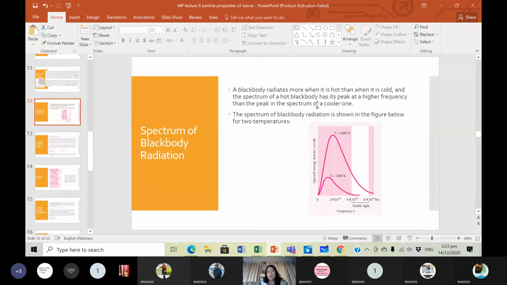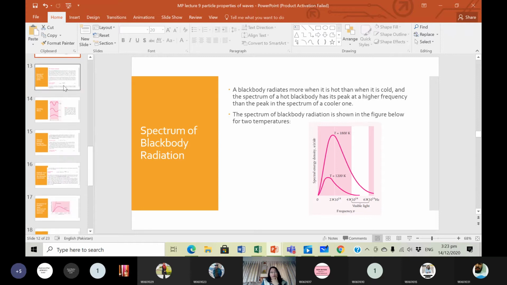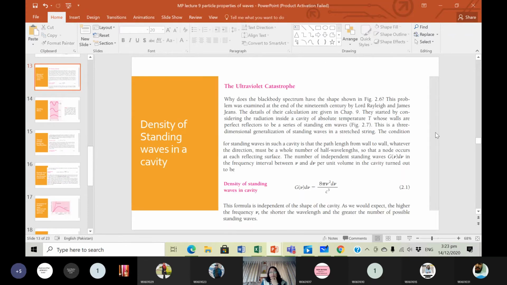You can also see that the peak of the curve is going towards the right. A hot black body has its peak at a higher frequency than the peak of the spectrum of a cooler one. So the spectrum of a black body is shown in this figure for two temperatures. We now want to figure out why it behaves like this, and what the equation for the black body radiation is. First we want to go to a derivation of that.